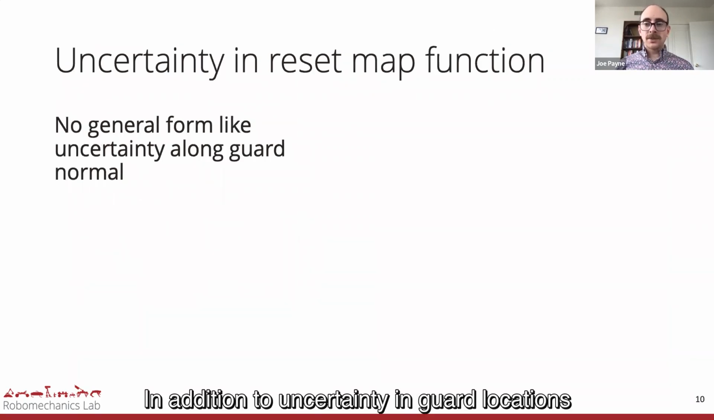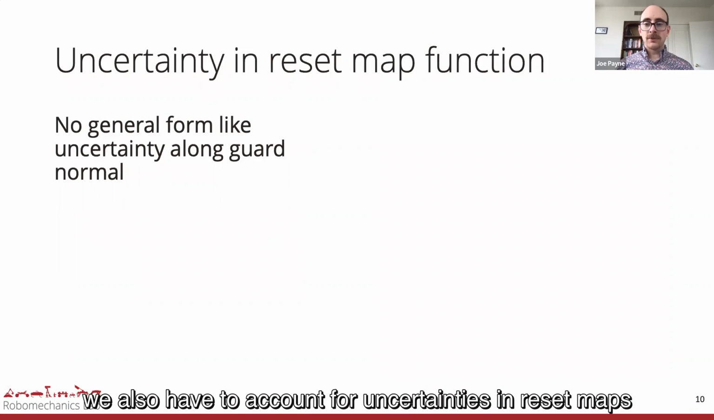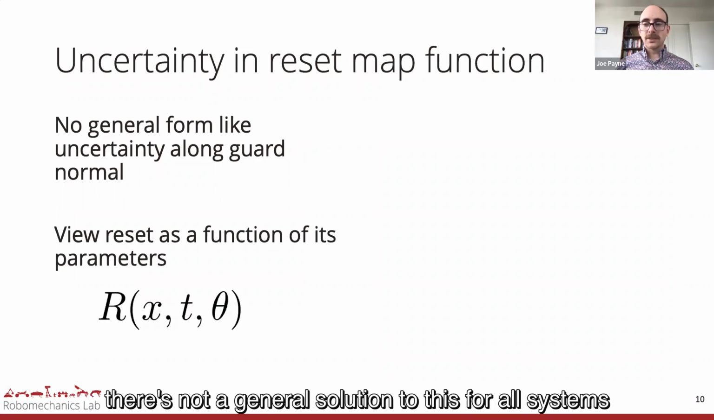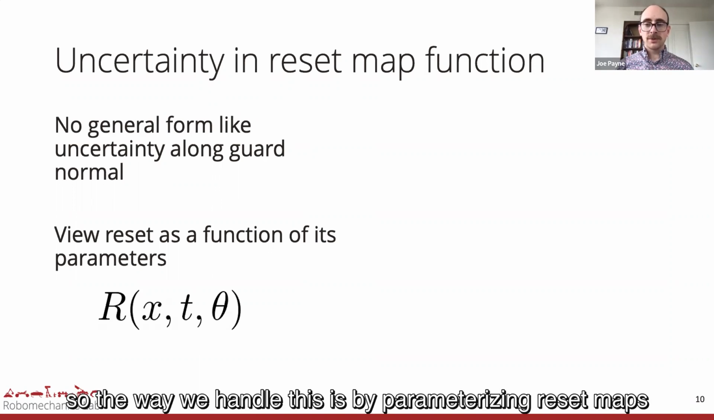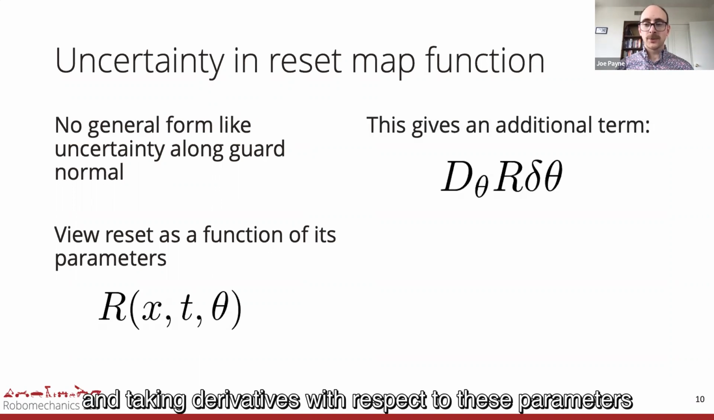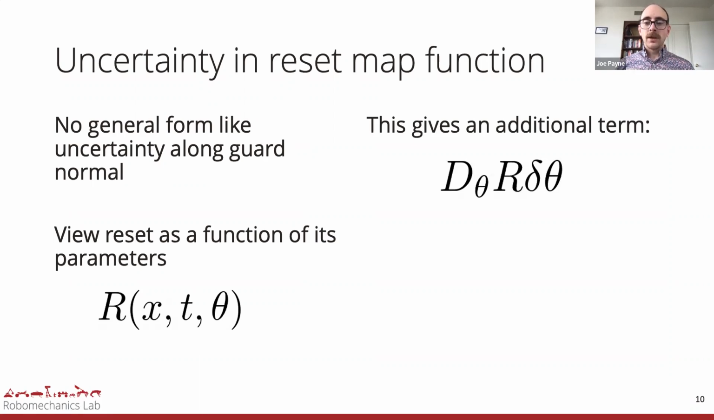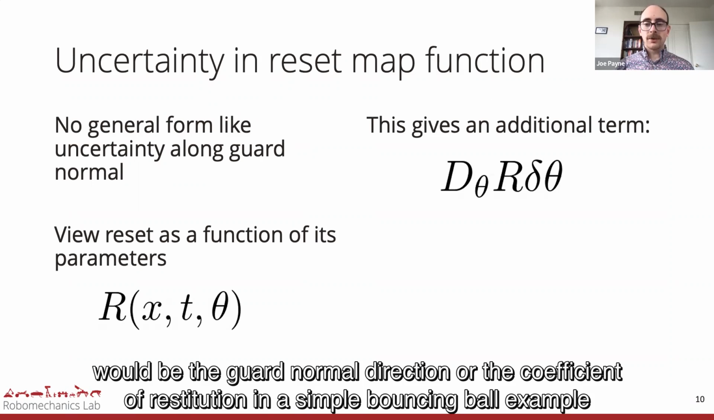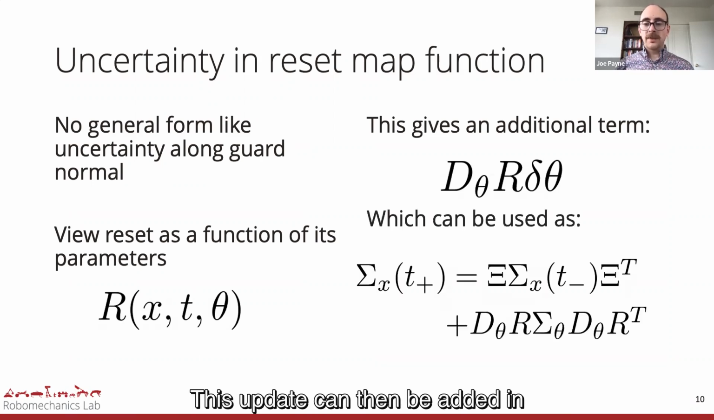In addition to uncertainty in guard locations, we also have to account for uncertainties in reset maps. There's not a general solution to this for all systems. So the way we handle this is by parameterizing reset maps and taking derivatives with respect to these parameters. An example of a parameter we could use in this case would be the guard normal direction or the coefficient of restitution in a simple bouncing ball example.